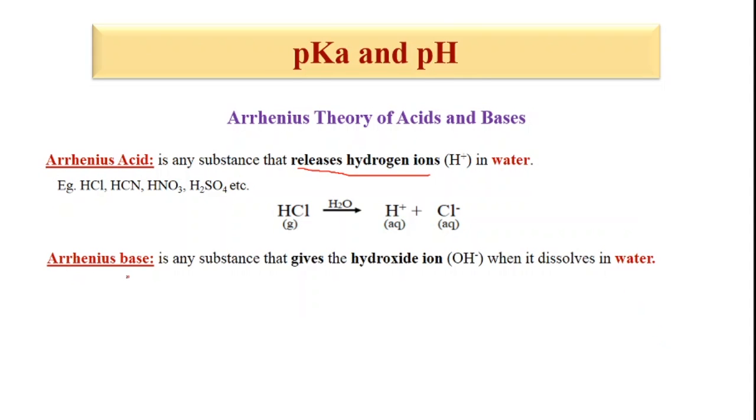According to this theory, a base is any substance that gives the hydroxide ion when it dissolves in water. For example, sodium hydroxide, potassium hydroxide, and calcium hydroxide, when dissolved in water, produce OH minus ion. So these are considered bases according to Arrhenius theory.